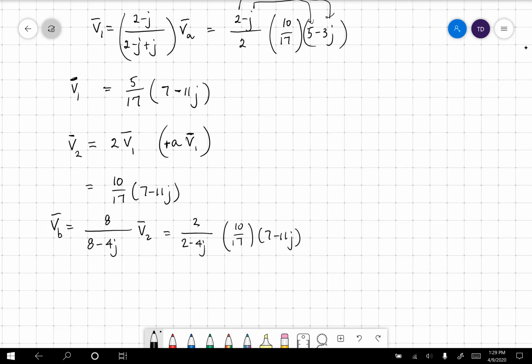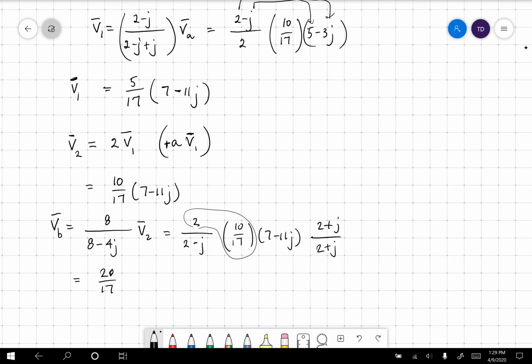I know numbers can get ugly. Don't worry about ugly numbers. I'm going to multiply by 2 plus j over 2 plus j. Divide by 4, it's 2 minus j. And that is going to be equal to what? 20/17.